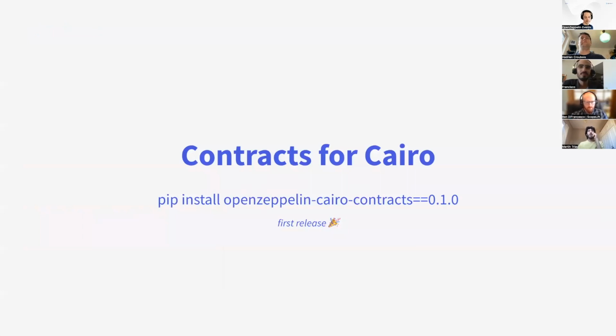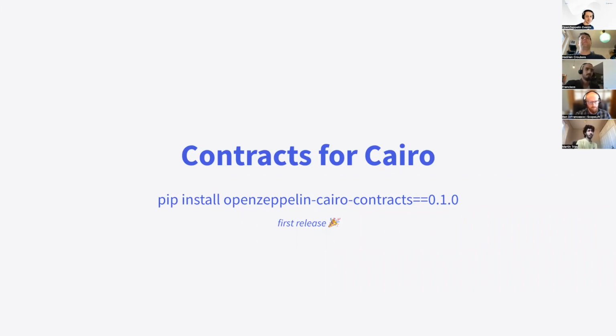Sure, thank you, Fran. So now I'm going to talk to you about contracts for Cairo. Basically, Cairo is another programming language which is used for zero knowledge rollups, for example, StarkNet. It's being developed by Starkware, the company behind StarkNet. Even though this is just the first release, as you can see, it's the 0.1 release, you can already start using many features.